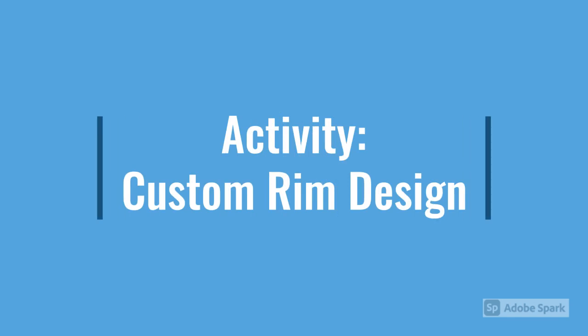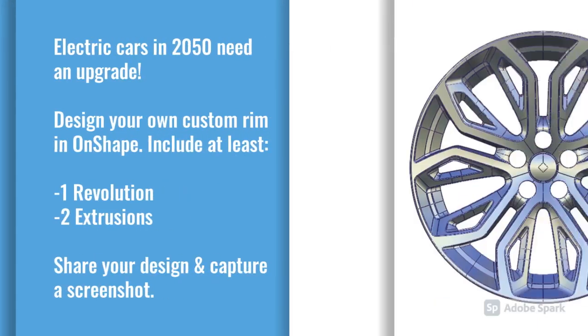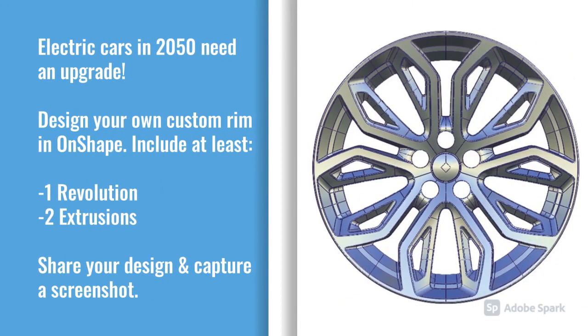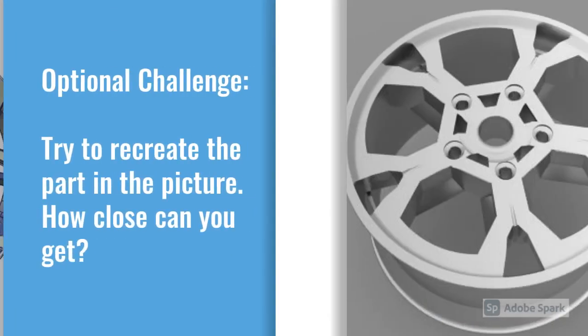Let's put our OnShape skills to the test in this activity, custom rim design. Electric cars in the year 2050 need an upgrade. Design your own custom rim in OnShape. Include at least 1 revolution and 2 extrusions. Share your design and capture a screenshot. The sky is the limit here. Make your custom rim as crazy and interesting as you can.